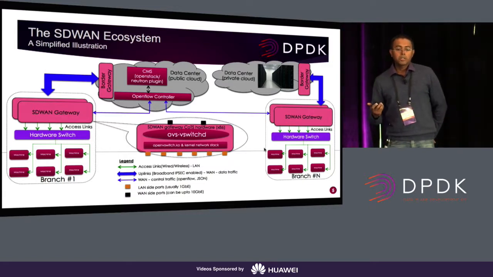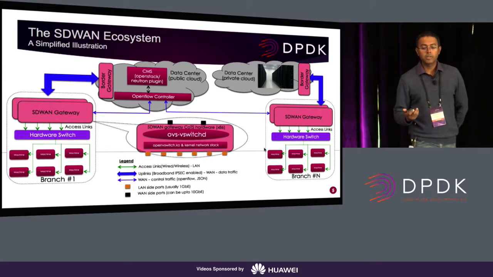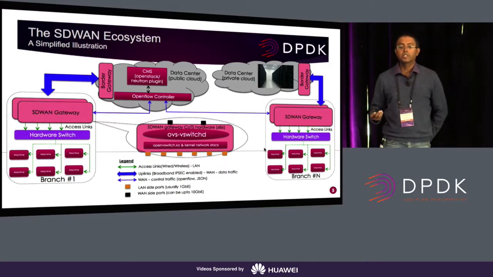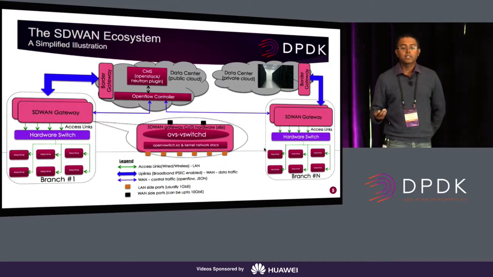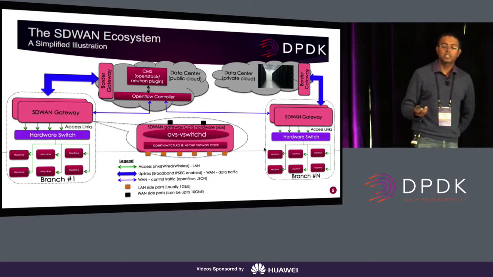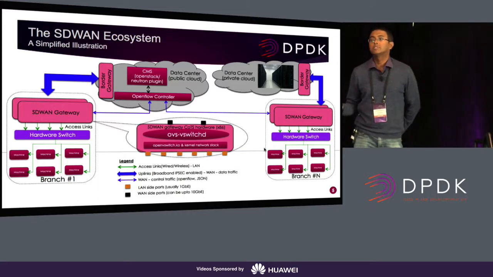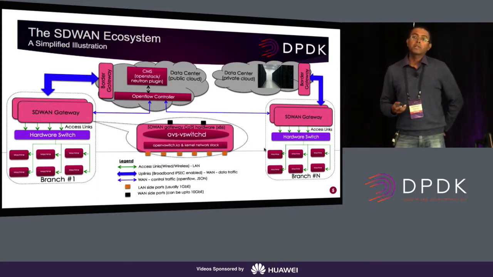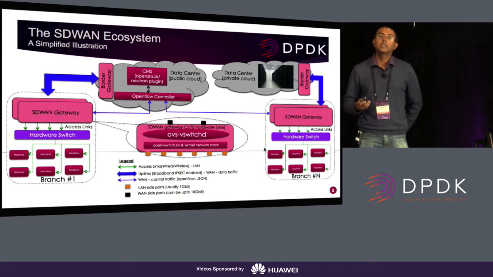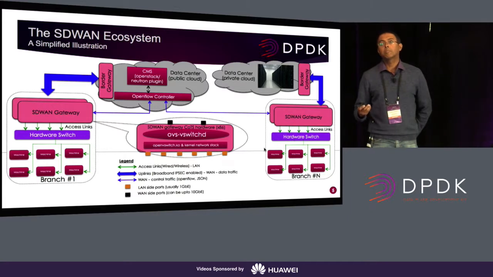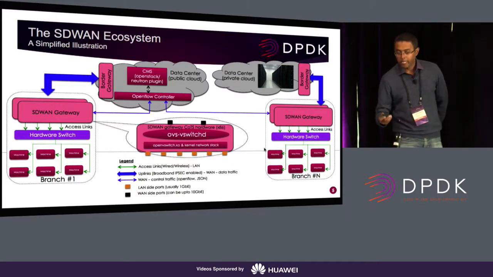On the cloud data center side, you will have an OpenFlow controller that does zero-touch provisioning of the gateways, and also provisioning the data path itself. Then you have the orchestrator, which is OpenStack based, or it could be a private one, which is developed by each vendor. Then you have a border gateway, which is also another entity in the SD-WAN ecosystem, which is also a part of our target architecture.